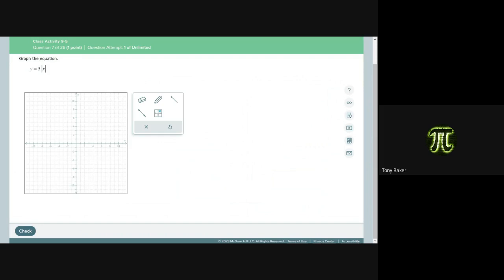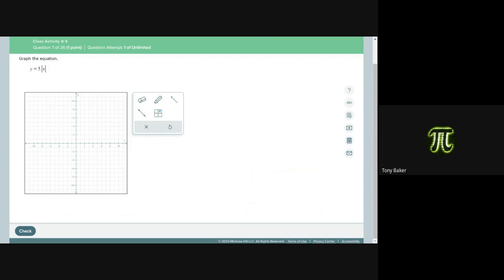All right, let's do some graphing. That's a 5 and an X. I think that's an absolute value. Yes, and there's an absolute value there. So yes, this will end up being a V. All right, so we want to graph this equation here.